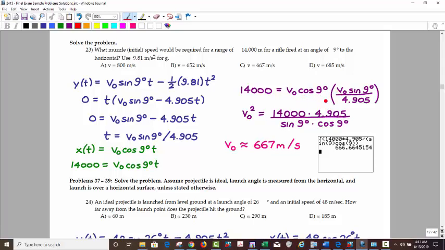And I sort of flopped it over a little bit, so that means the 4.905 would go to the other side with the 14,000. And then you would divide both sides by sine 9 cos 9. Make sure you're in degree mode in the calculator. There's the calculation, but you can't see I'm in degree mode, but I am. And then keep in mind that I have the square root there, right? So this is v0 squared. So you're taking the square root of all this stuff over here to the right, and you get approximately 667 meters per second.